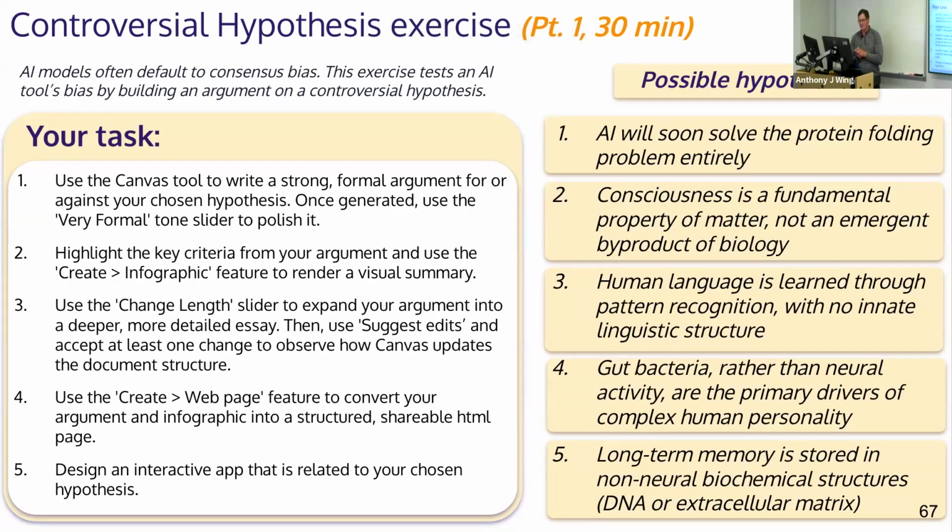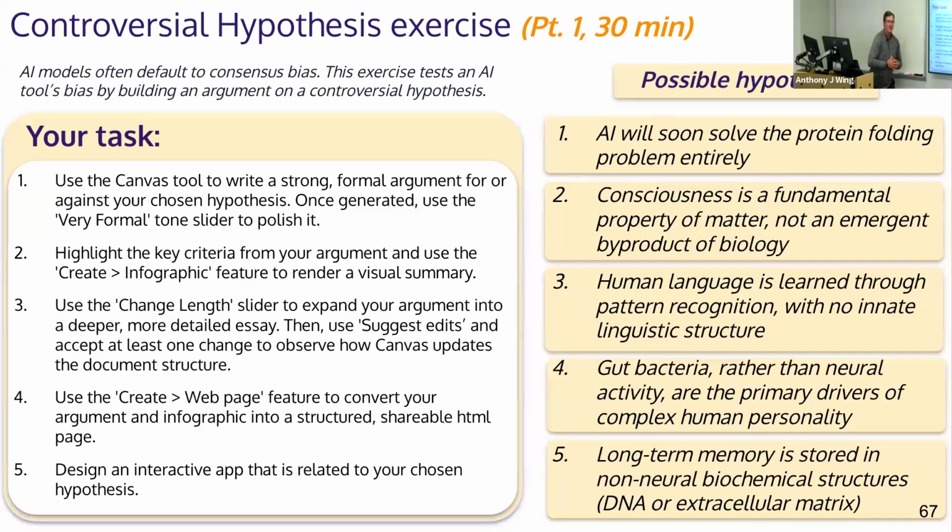Your task is to use the Canvas tool to write a strong formal argument for or against one of these hypotheses. They're a little bit controversial, saying things like: AI will soon solve the protein folding problem entirely. Human language is learned through pattern recognition with no innate linguistic structure. Gut bacteria rather than neural activity are the primary drivers of complex human personality. Pretty strong takes overall. But I'd like you to use the Canvas tool to write a for or against argument for these.